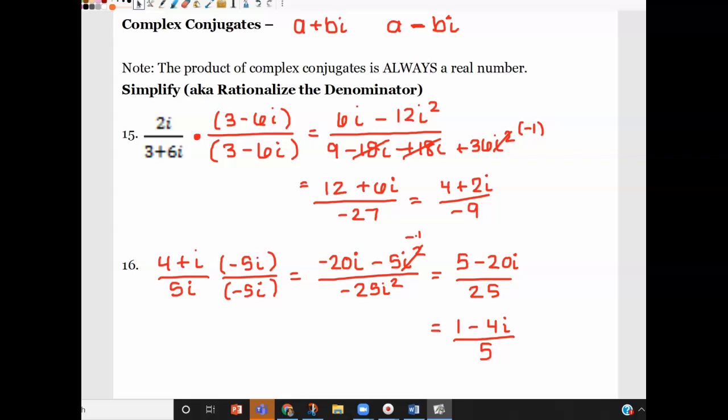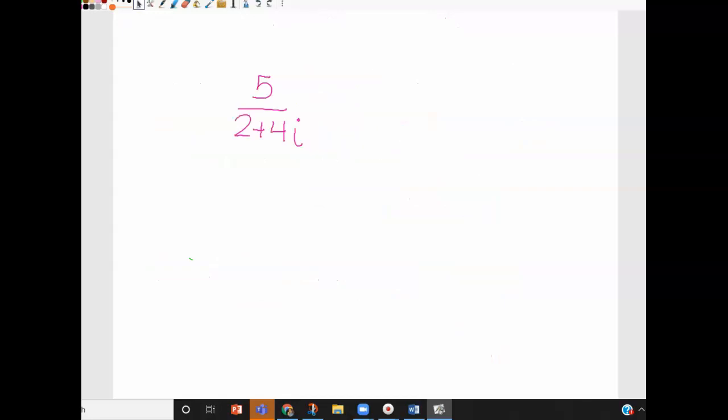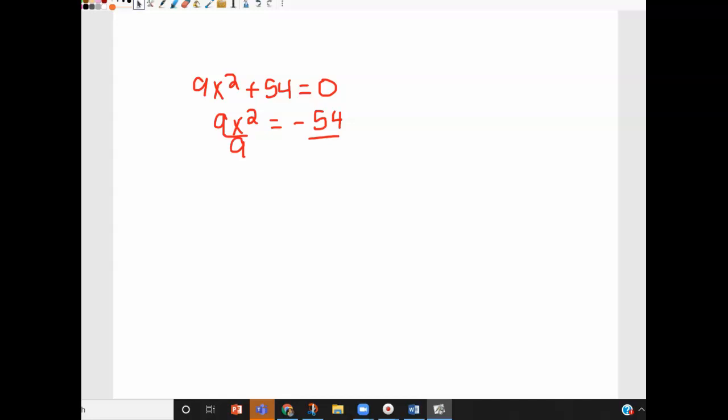So last week we looked at solving equations using the square root property. This time we're going to look at solving equations using that same property. However, now when we go to take our square roots, they are not going to be positive. So we would subtract over 54, divide by 9. So you'd get x squared equals negative 6.